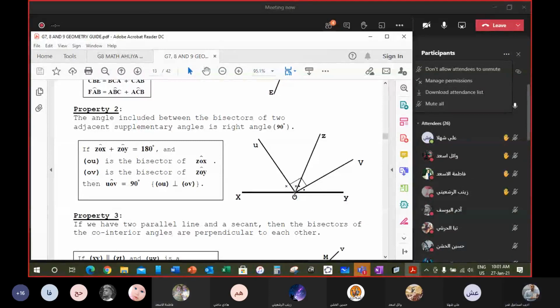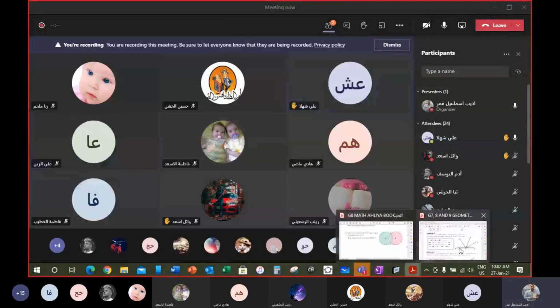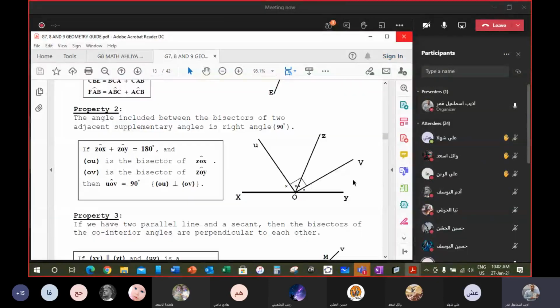Okay. Now, the bisectors of these two adjacent supplementary angles: OU is the bisector of XOZ and OV is the bisector of ZOY. What do these bisectors make between them? How much is the angle between the bisectors? 90 degrees. So the angle between the bisectors is equal to 90 degrees. Okay? You need to memorize this and pay attention to it.